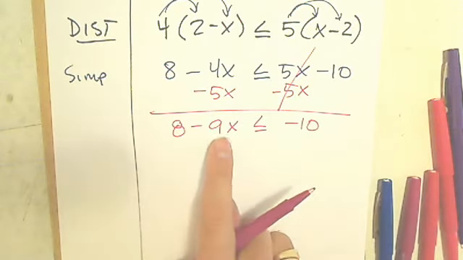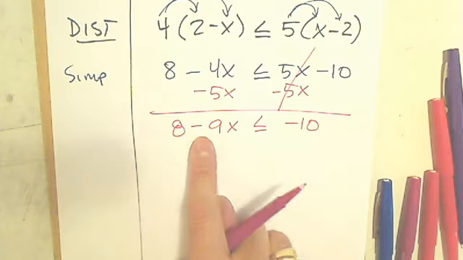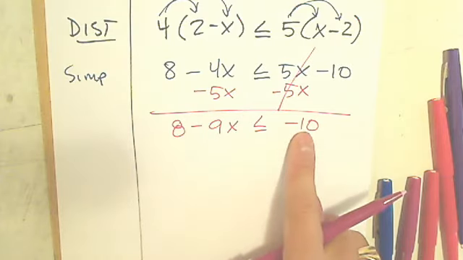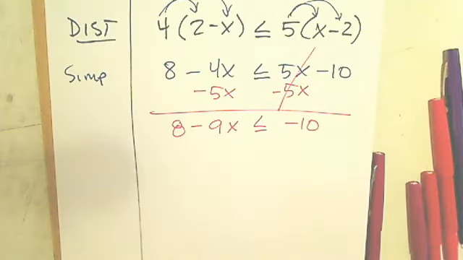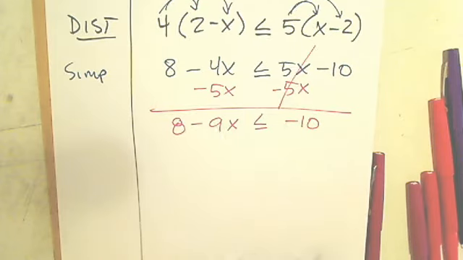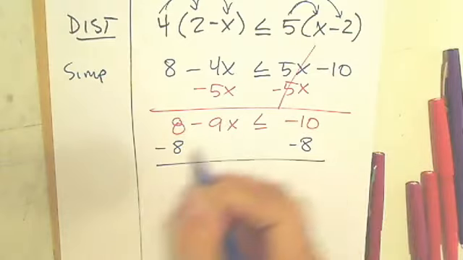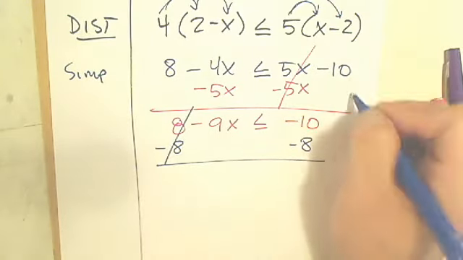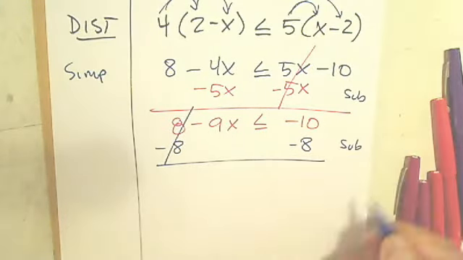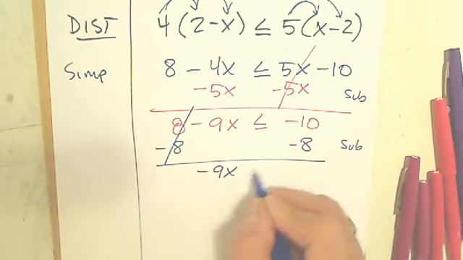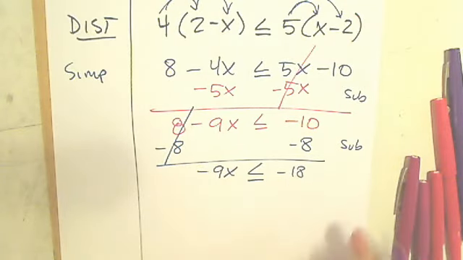Questions on how I got 9x? Or so negative 9x or negative 10. Plus 4x? Right. So I subtract here and I subtract here again. Then I bring down the negative 9x, bring down the sign, combine like terms to get negative 18.